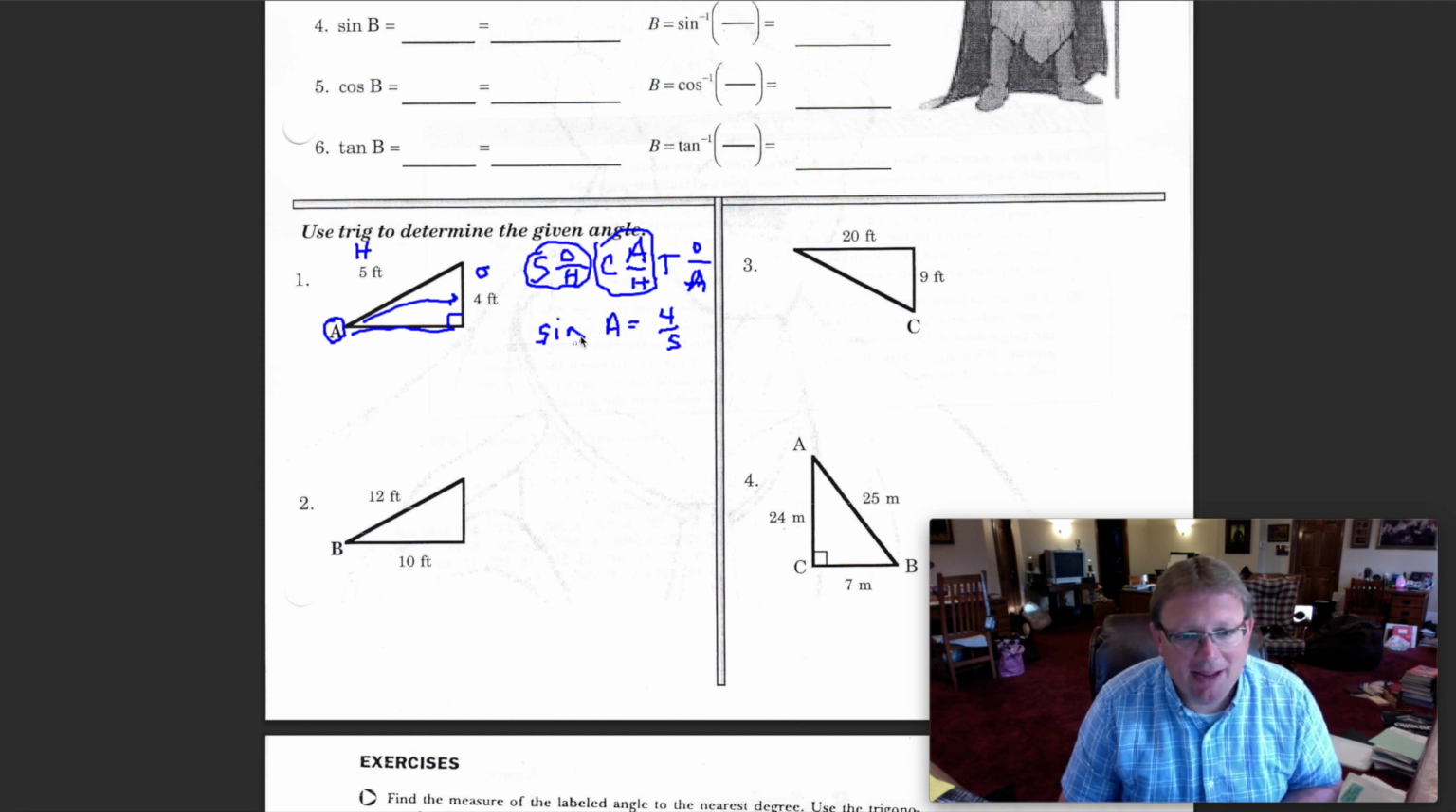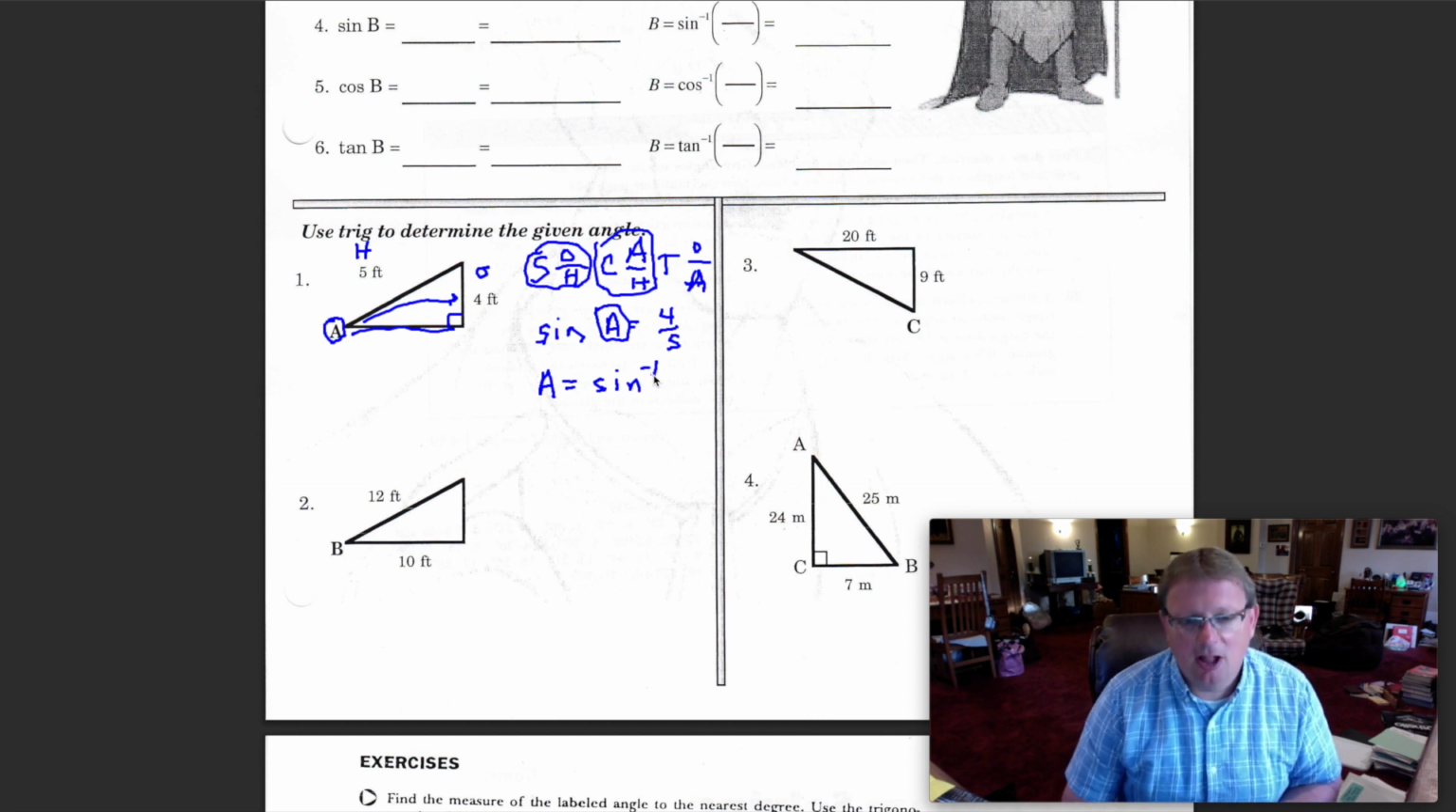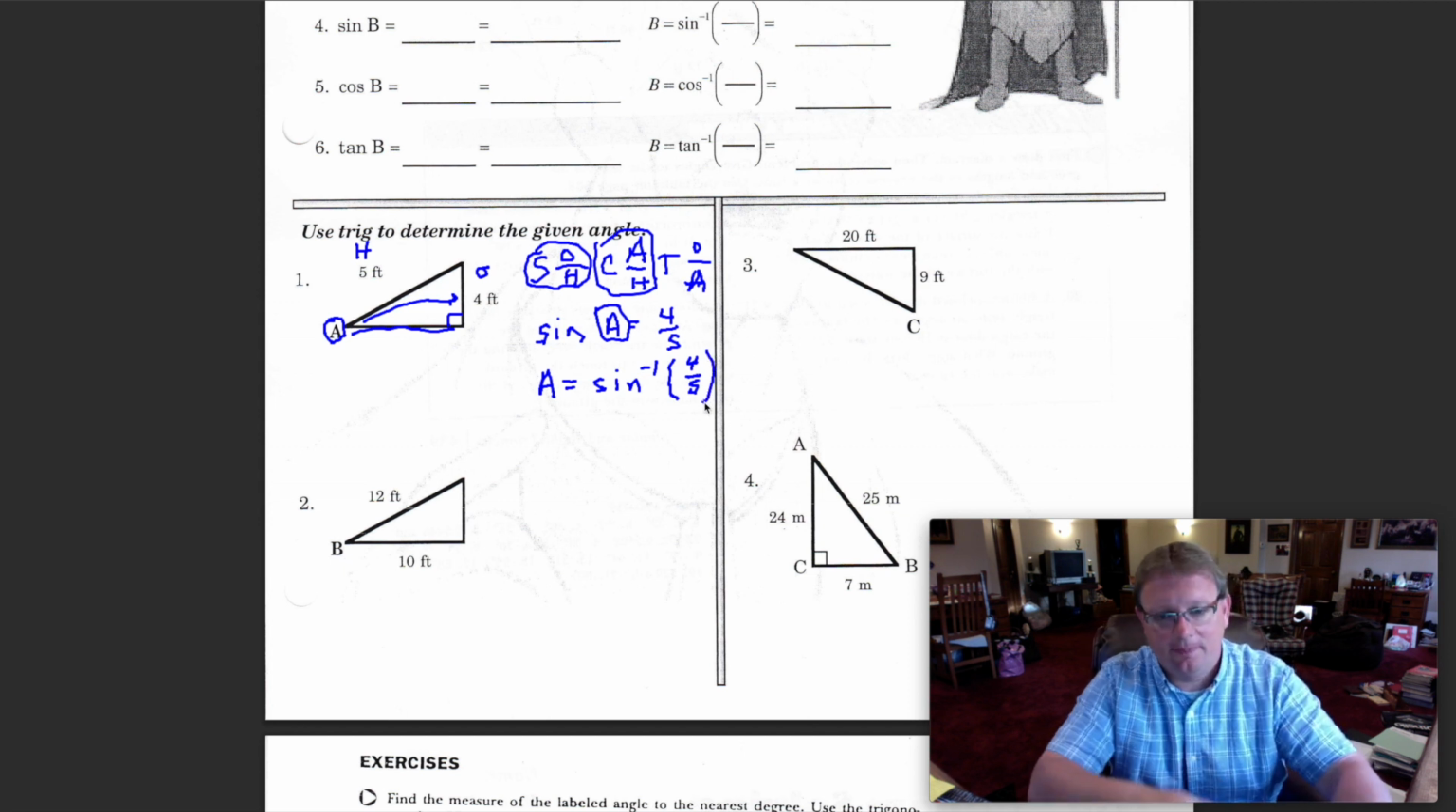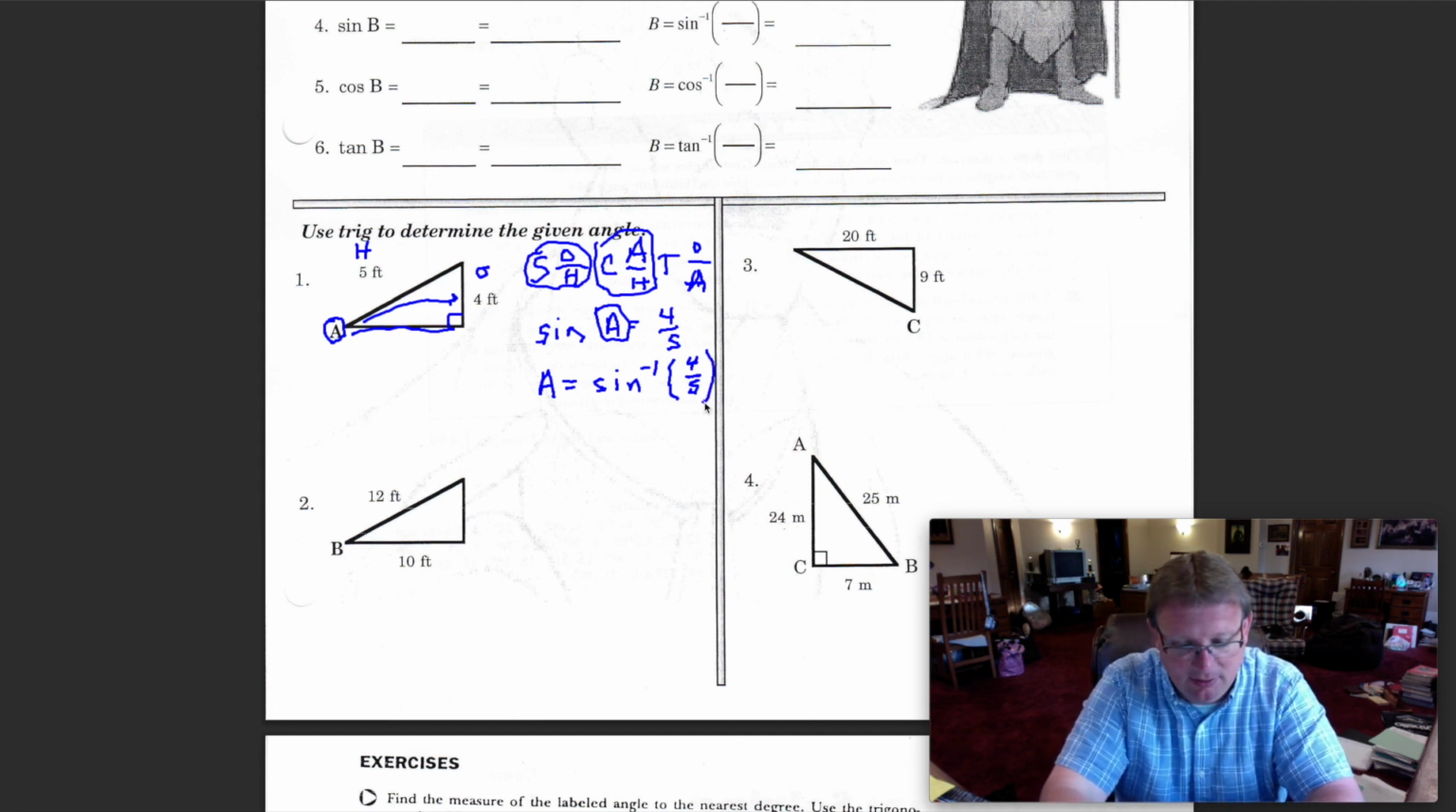Now to get A by itself, we don't really divide by a word. That's why we use this other symbol. In the old days, we called it arcsine. But now that's really old. Grandpa and Grandma are helping you with your homework and say, oh, is that arcsine? But we call it inverse sine, and we write sine to the -1. But it's not to the -1 power. You can either do inverse sine of 0.8 or you can type in 4/5. It doesn't really matter.